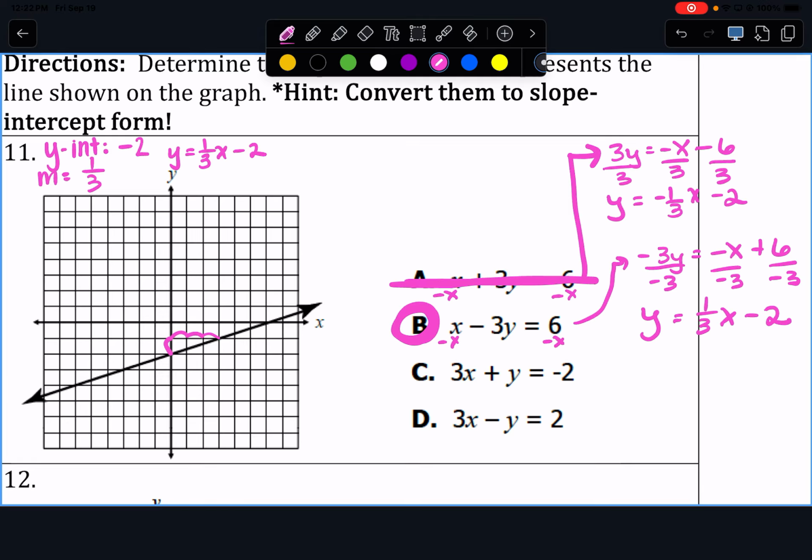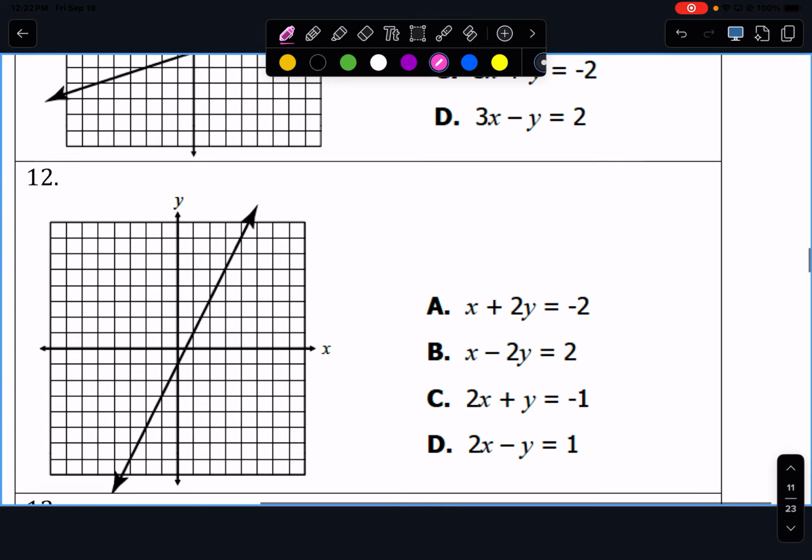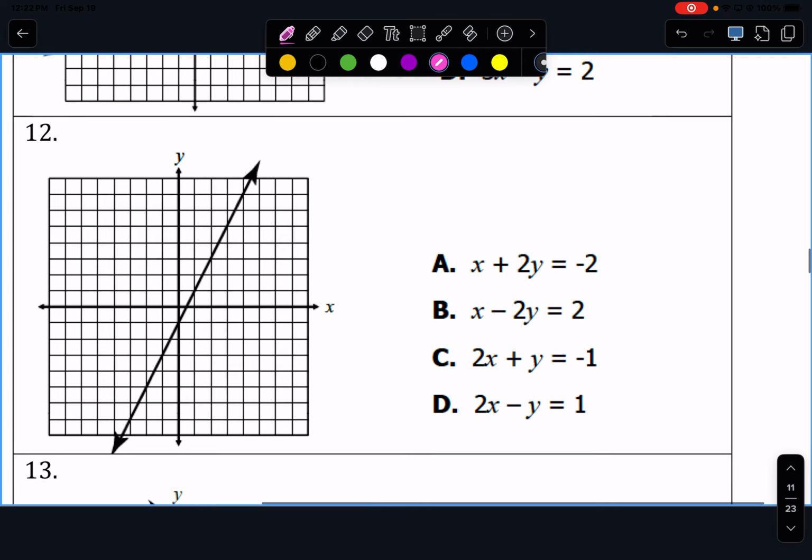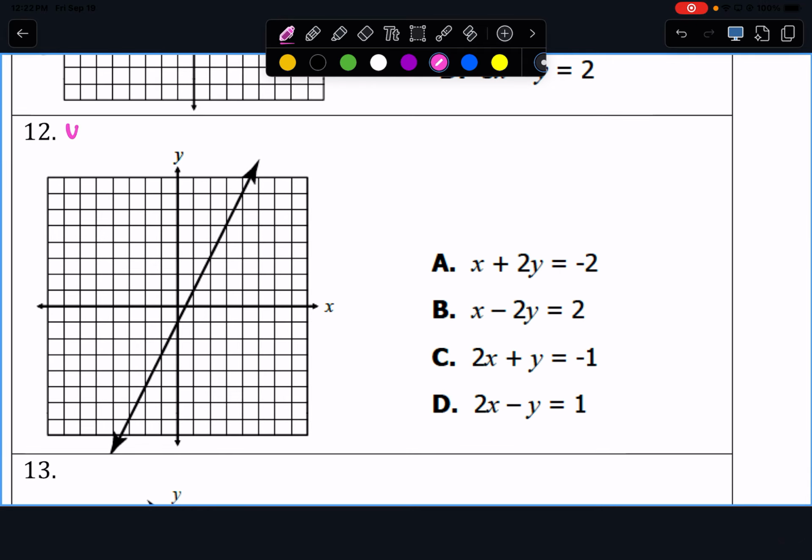All right, let's go ahead and look at question 12. What is our y-intercept for question 12? -1.